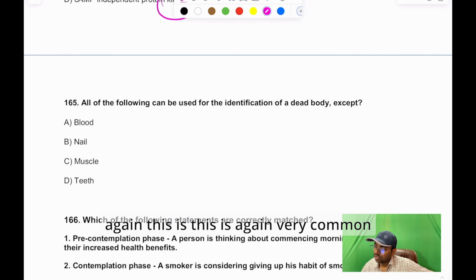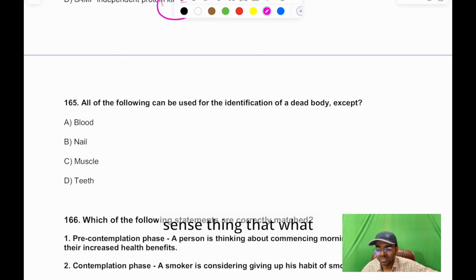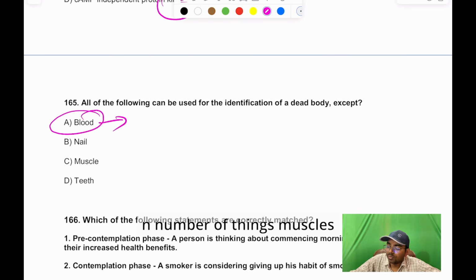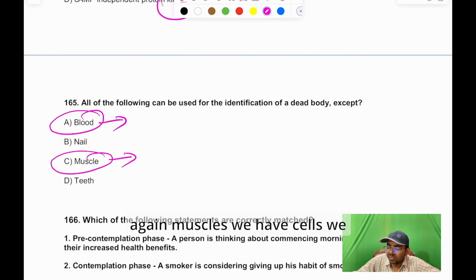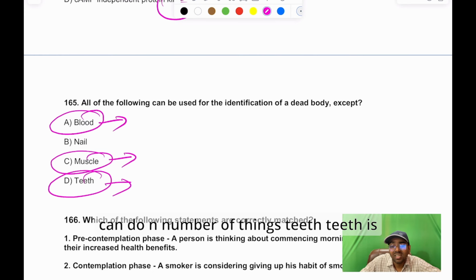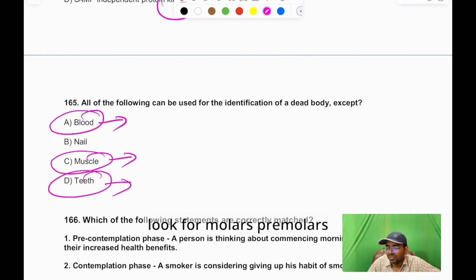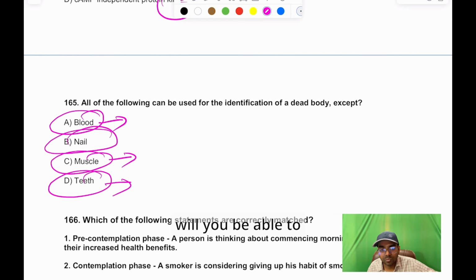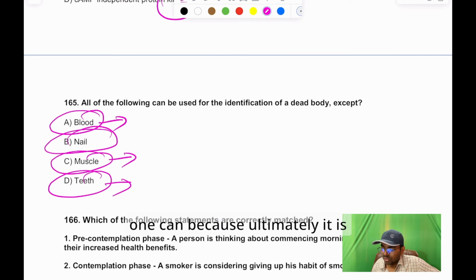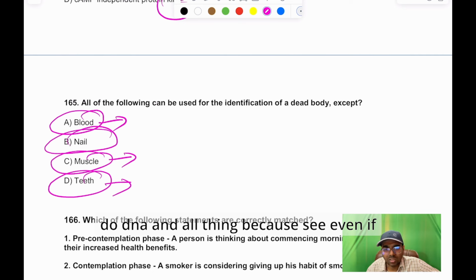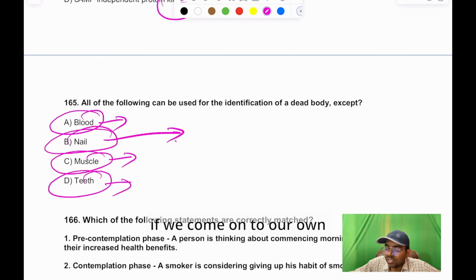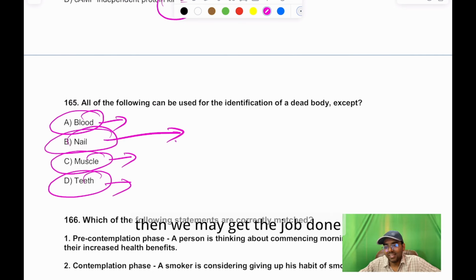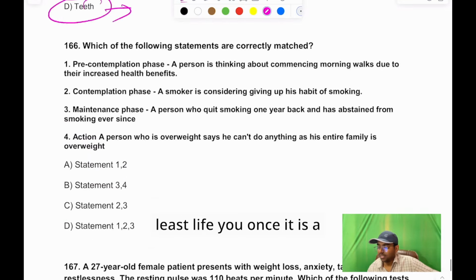165. Again, this is a very common sense thing: what do you study in blood? Okay, fine, we can do n number of things with blood. Muscles, again, we have cells, we can do n number of things. Teeth are used in identification; we look for molars, premolars. Nail is the thing that if I give you, will you be able to recognize? I don't think one can, because ultimately it consists of keratin, and we will not be able to do DNA and all that much. Even if we come on our own, we may get the job done, but out of all these, nail is the least likely.